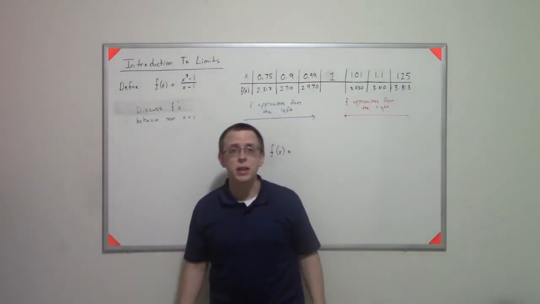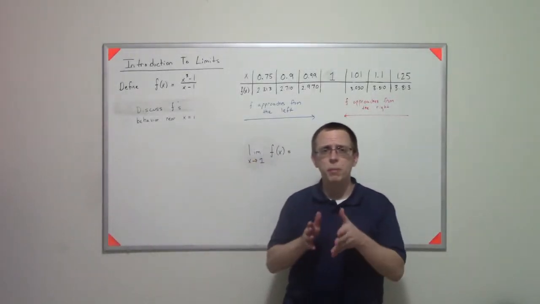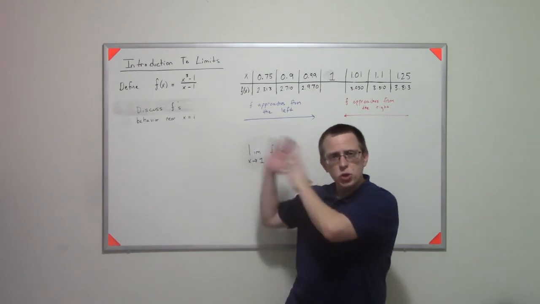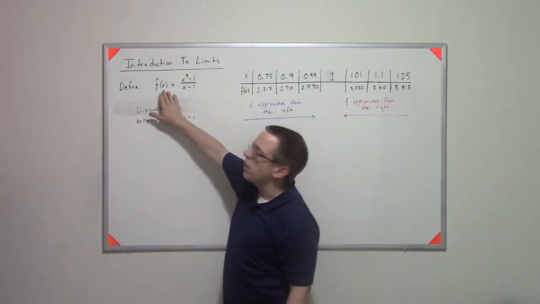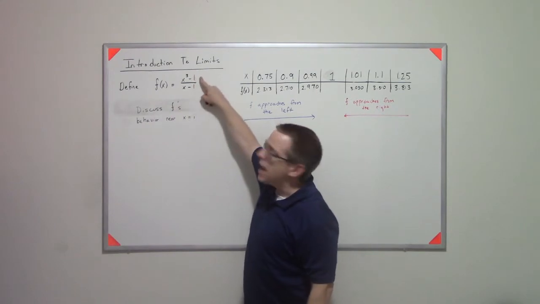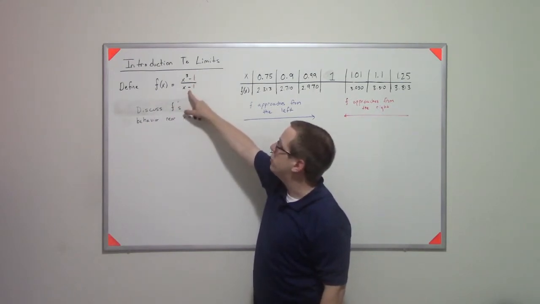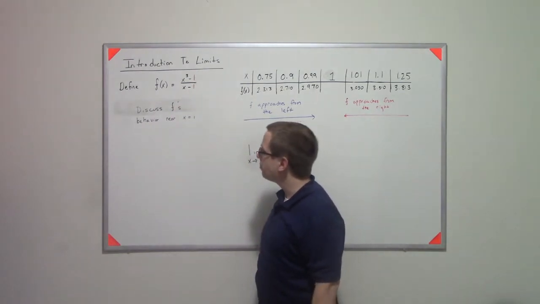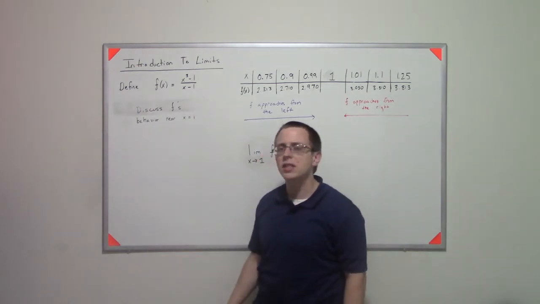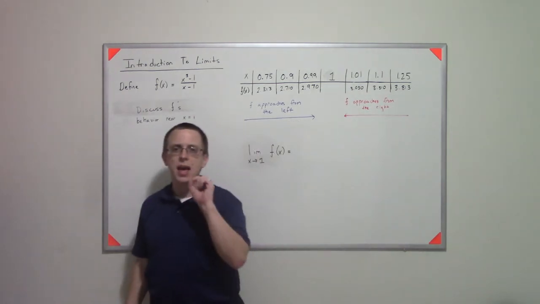Let's talk a little bit about limits. So when we think about limits, this is a prime example. We'll just start with an example. If I have some function f of x, and it's x cubed minus 1 divided by x minus 1, let's discuss f's behavior near x equals 1.